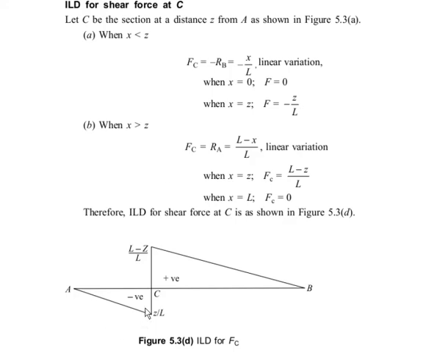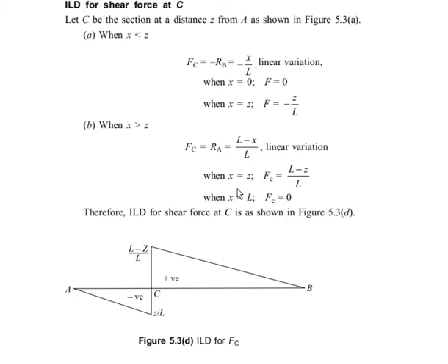As it is minus z by L, we are taking it in the other direction, the negative direction. We need not put the minus sign again for z by L, as we are already drawing it downwards. So this is the ordinate z by L in the negative direction when x is equal to z, or at C. At C, shear force at C is equal to minus z by L, that is this ordinate.